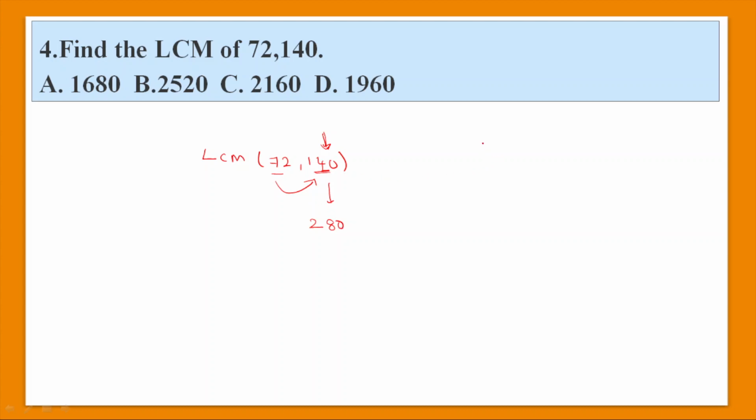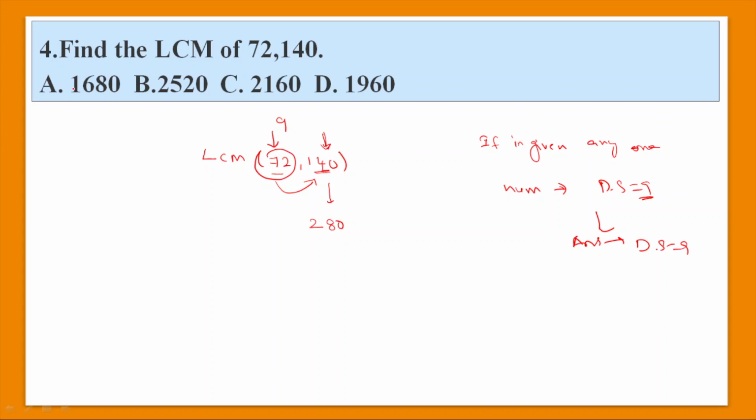But we discussed one point: in the given numbers, if any one number has a digital sum of 9, then the answer also has to have a digital sum of 9. What is the digital sum of 72? The digital sum of 72 will be 9. So in the answer options also, a digital sum of 9 must be present.